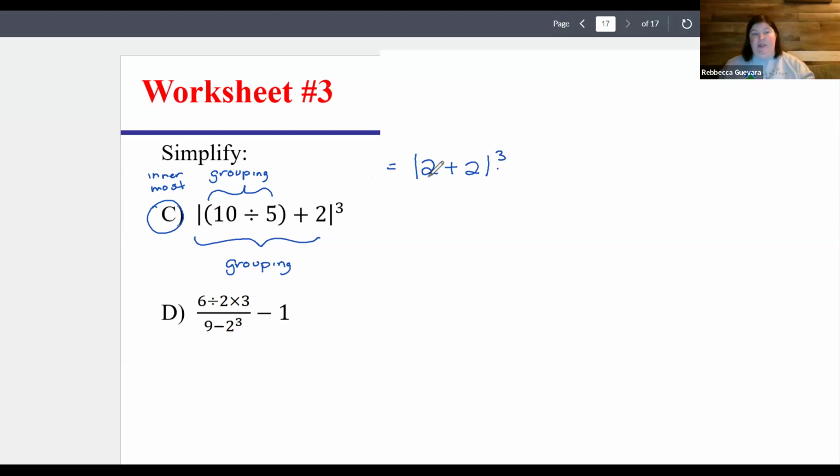So like I said, this 2 is what we get from that 10 divided by 5. Then we finish out this grouping, the absolute value. So 2 plus 2, that's going to be 4. In this case, because we have absolute value, we got to figure out what the absolute value of 4 is, which is 4. Now we can do that exponent. So 4 times 4 times 4 is going to be 64. Sorry, I do that in my head really quick.